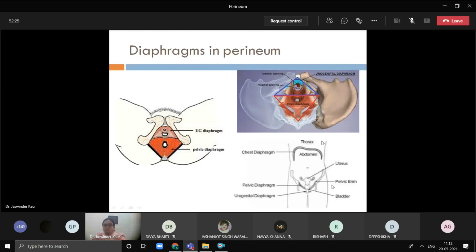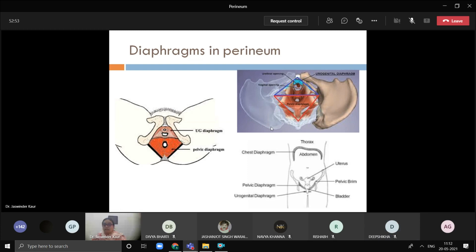Now both the diaphragms are clear. Between the thorax and the abdomen, this one is the normal chest diaphragm or the thoraco-abdominal diaphragm. In the perineum, above is the pelvic diaphragm, below is the urogenital diaphragm. The pelvic diaphragm is formed by the levator ani. The urogenital diaphragm is formed by the deep transverse perineal muscles and the sphincter urethrae. So the diaphragms are clear?